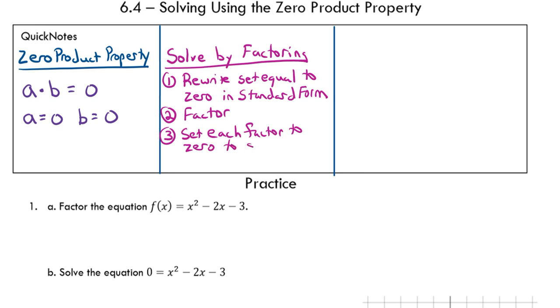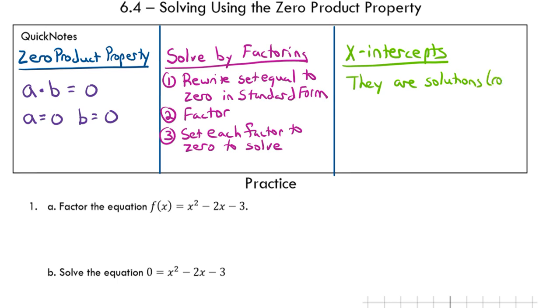To solve, just as we did in the last example. And then just to make the connection, I want to write that x-intercepts are solutions, or roots, we sometimes call them, when y equals 0. Okay, so those are our notes. I have some practice problems.